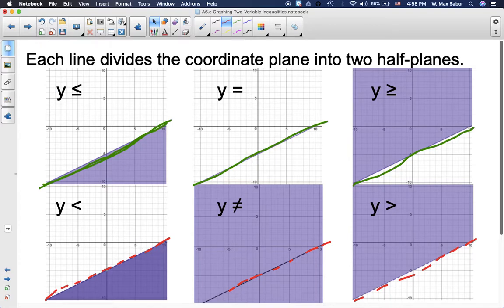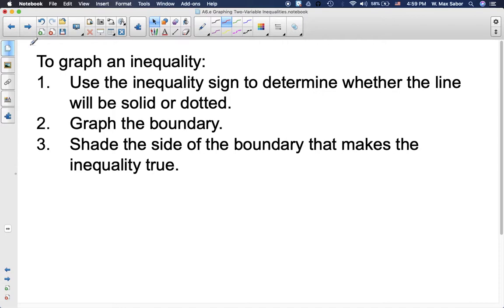You should know which way to shade for each of these symbols. What's important is not the left and the right, but rather above and below. This rule also only works if y is by itself on the left side of the equation or inequality. So we will use the inequality sign to determine whether it's solid or dotted, graph the boundary, which for our purposes will be a line, and shade the side of the line that makes the inequality true.